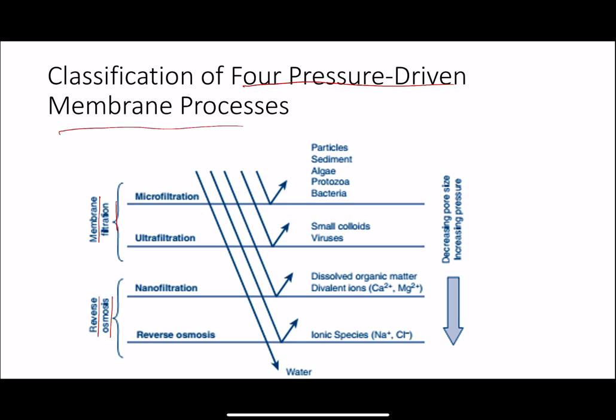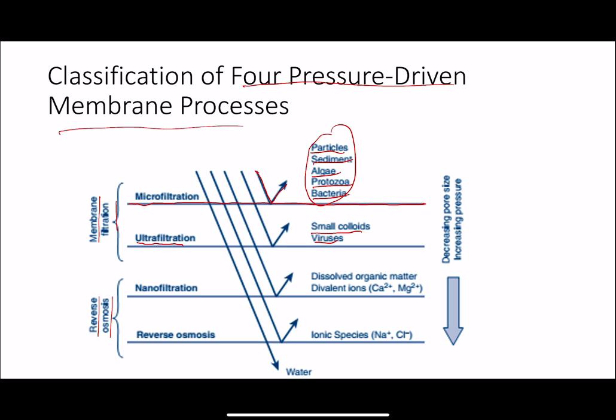Let's look at a microfiltration membrane. This initial microfiltration will not allow particles, sediments, algae, protozoa, and bacteria. Any water that has any one of these, microfiltration will kick it out of the water. Now, small colloids and viruses will pass by the microfiltration. But wait, there is the ultrafiltration. The ultrafiltration will kick the viruses and small colloids from the water system. So you can see it's a gradual treatment.